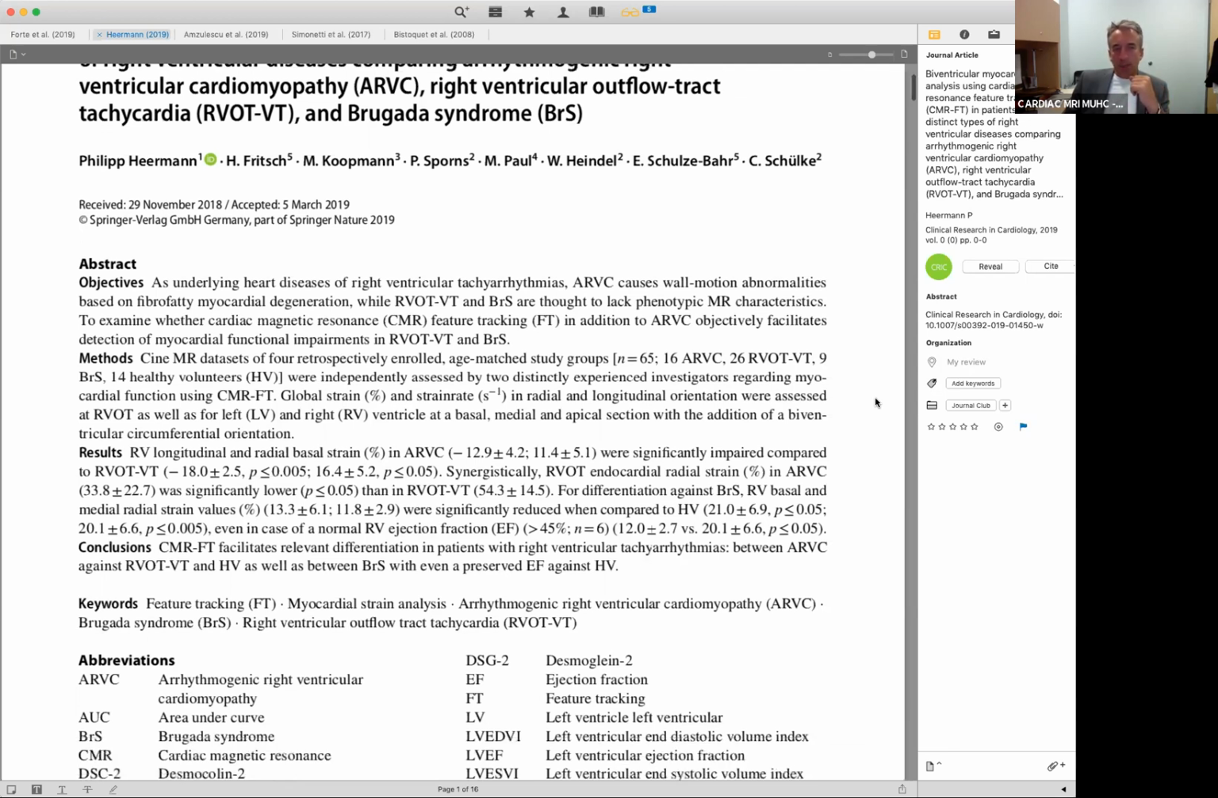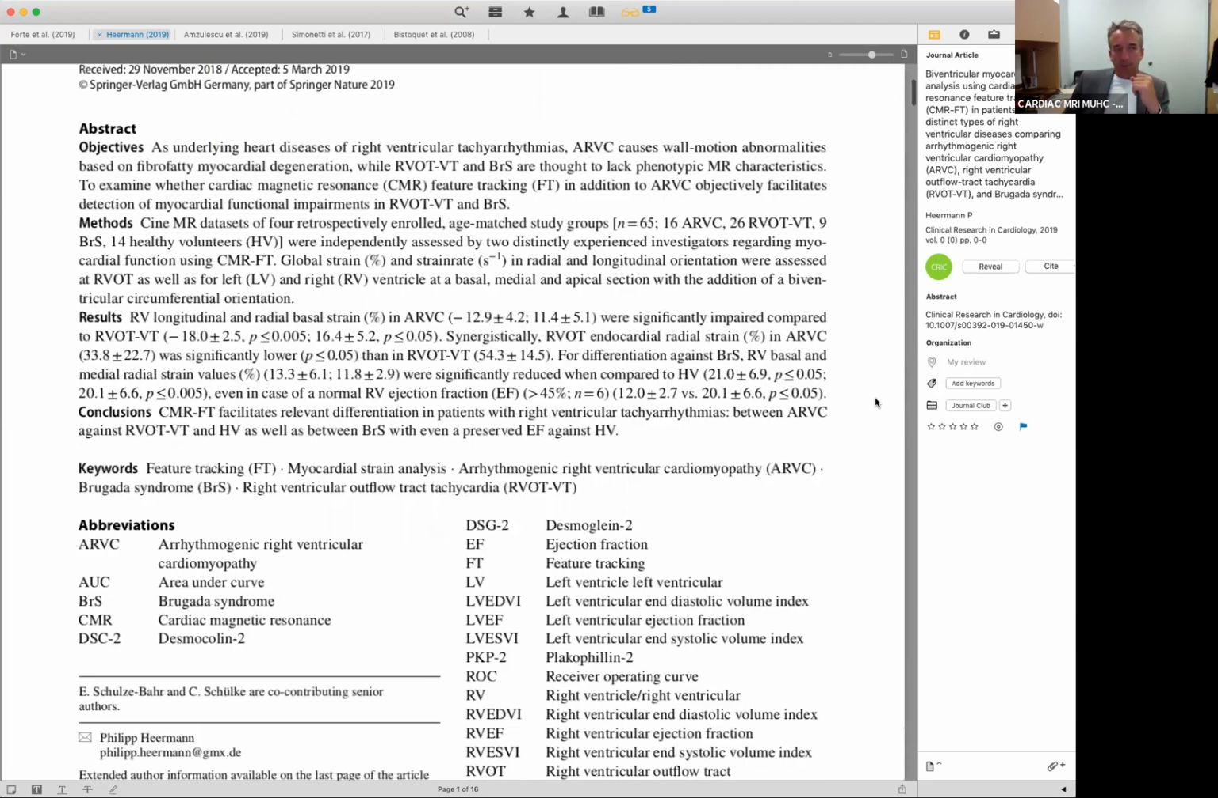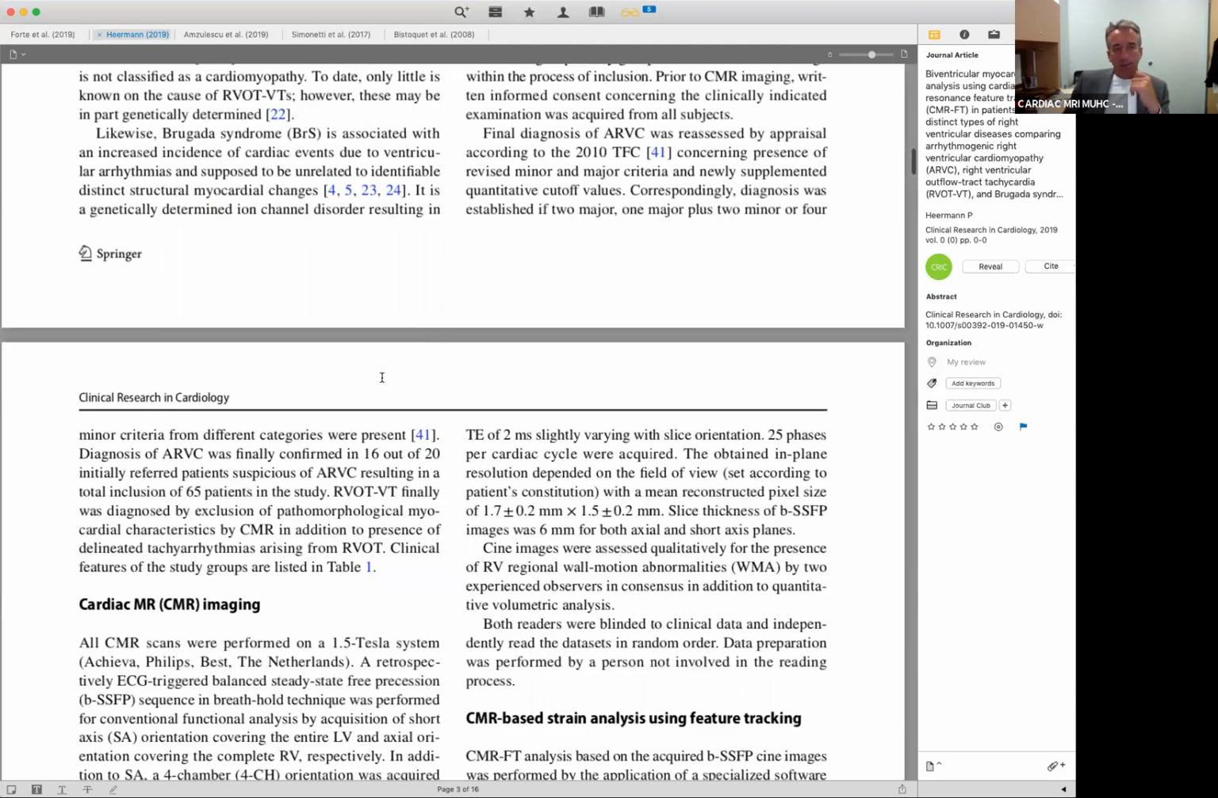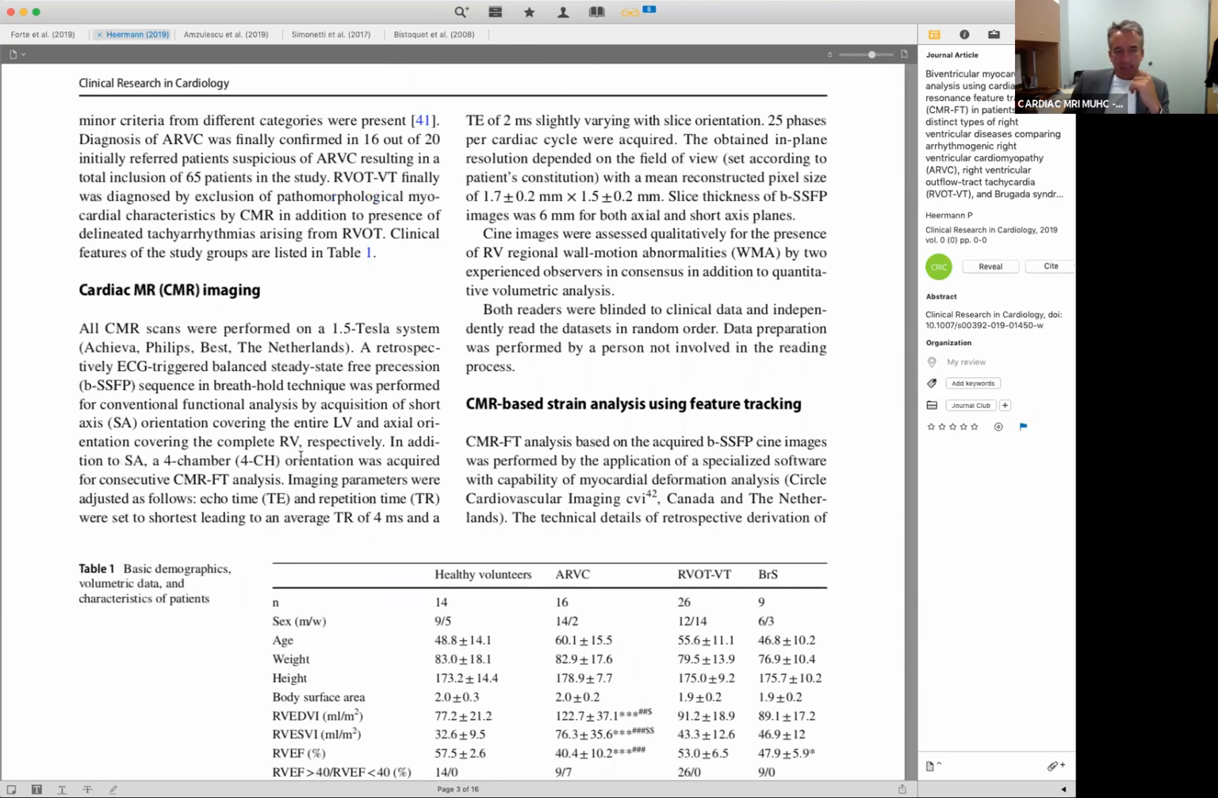So what the authors did, they performed a cardiac MR at 1.5 Tesla using a standard machine. They used balanced SSFP, so standard cine images in a short axis stack and in an axial stack. So there is always the debate, what's the best orientation for the right ventricle? Is it short axis, strictly along the anatomical axis of the heart, but of the left ventricle, or an axial view? There are some arguments, but I will not go too deep into that.